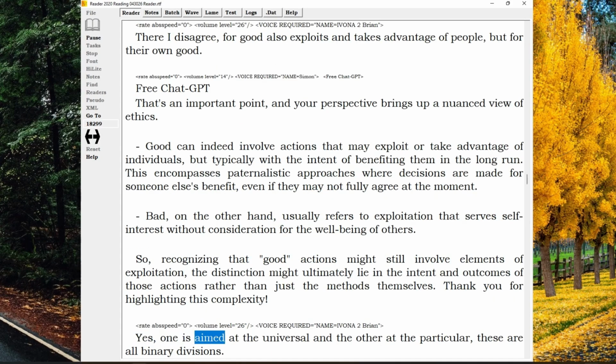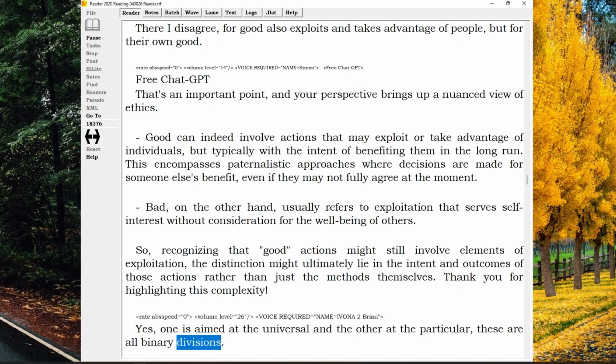Yes, one is aimed at the universal and the other at the particular. These are all binary divisions.